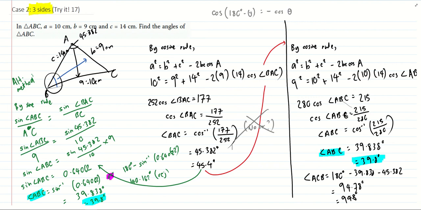Do let me know if you have any questions with the sine and cosine rule, or areas of triangles for that matter. In the next and last video on this chapter, we will summarize everything that we have done thus far for trigonometry itself.